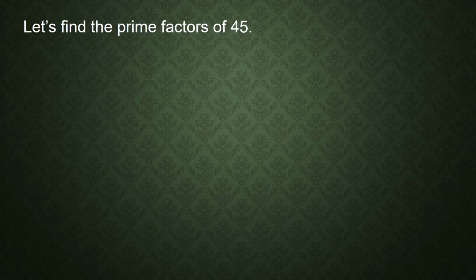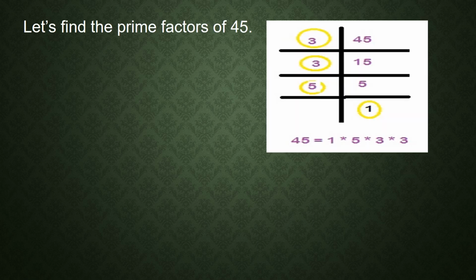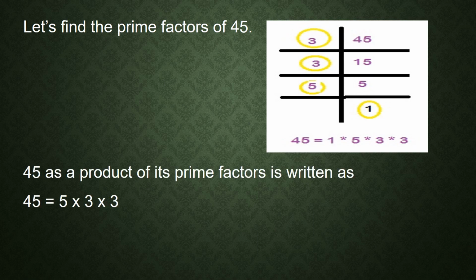Let's find the prime factors of 45. 45 is again an odd number, so we will start with 3. 45 divided by 3 we will get 15. 15 divided by 3 we will get 5. 5 is a prime number. 5 divided by 5 we will get 1. 45 as a product of its prime factors is written as 5 into 3 into 3.